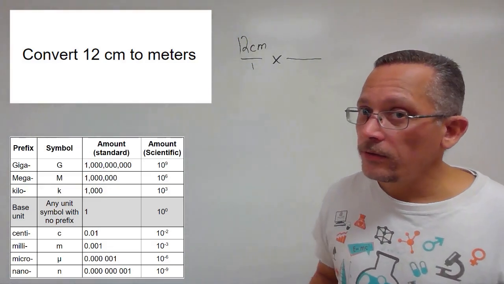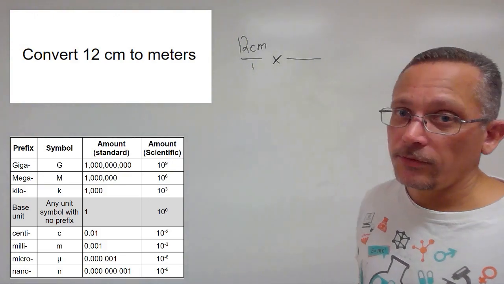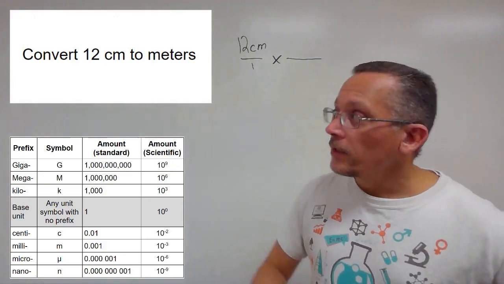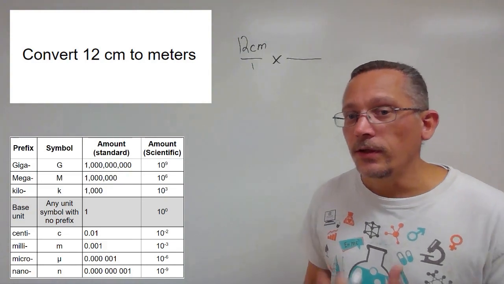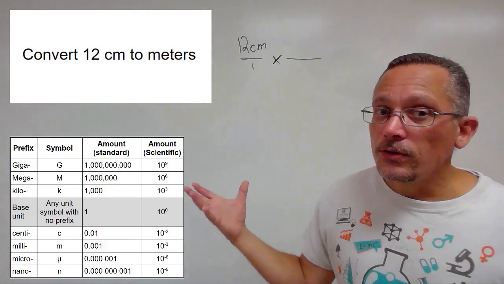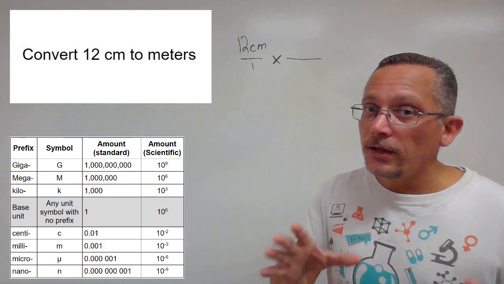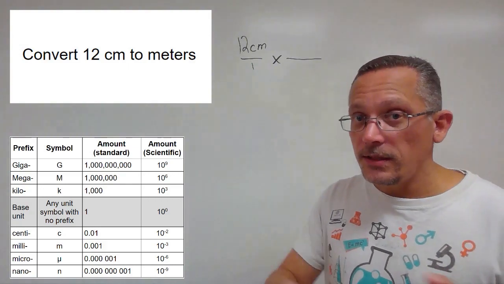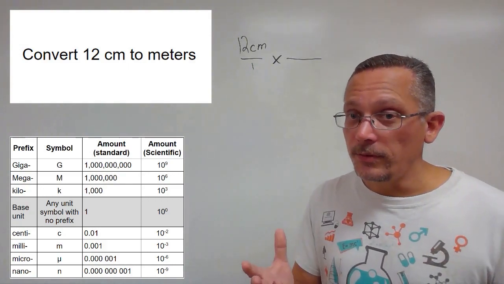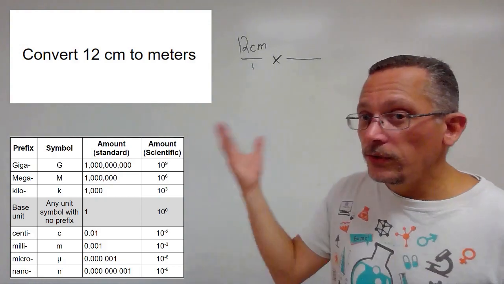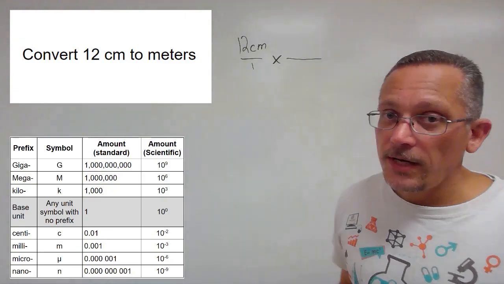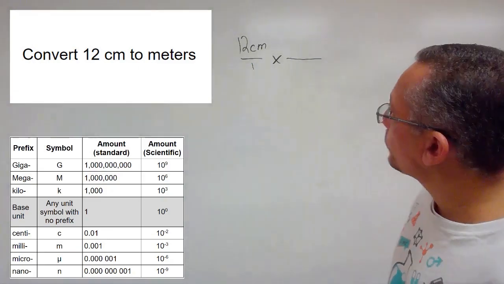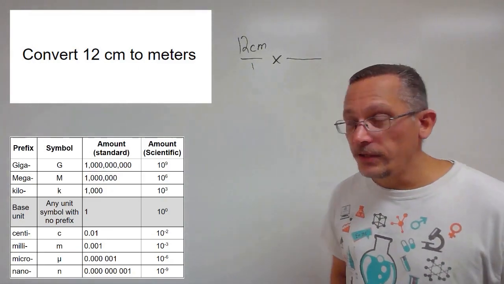You can work with either number you feel more comfortable with, right? You can work with the standard number, 0.01, or you can work with the scientific notation number, 10 to the negative 2. Using those scientific notation numbers is going to make it a little bit easier to set up the problems, right? So I would encourage you to use those numbers. If you're not that comfortable with them though, you can use the standard number, it'll still work. I'm going to use the scientific notation number.